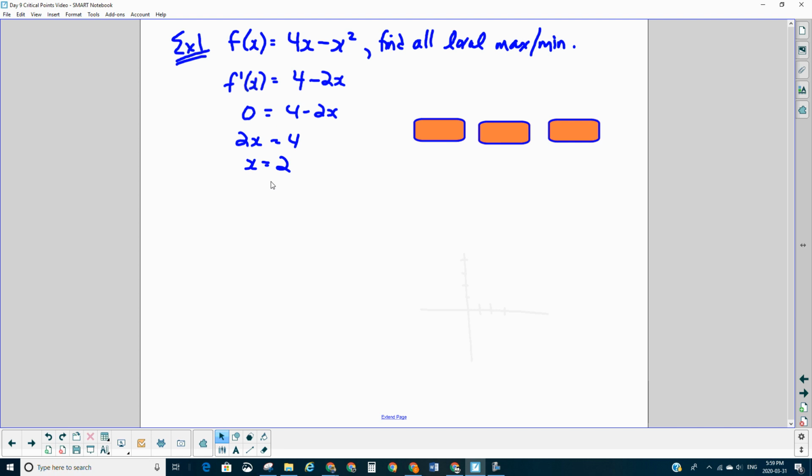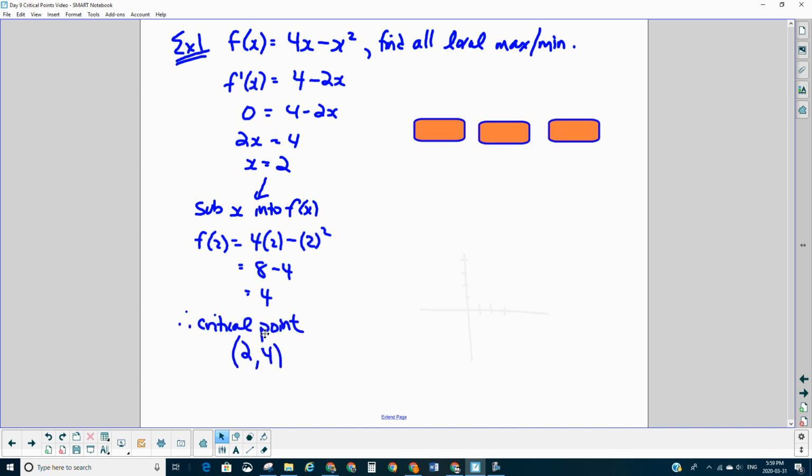What we want to find is the y value as well. So to get the y value, of course, we take that x equals 2 and sub it back into the original, not into the derivative, into the original. So by plugging that in, f at 2, so instead of x, it's 2, so 4 times 2 is 8, 2 squared is 4, 8 minus 4 is 4. So we know that there's a critical point at (2, 4).